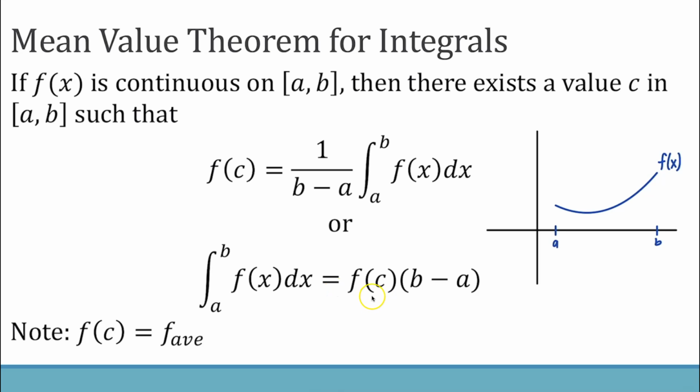But I'm going to focus on this version here. So there's a value c such that the integral from a to b of f of x dx, so what is that? That's the area underneath f of x between a and b. So there's this value c such that the area is equal to f of c times the quantity b minus a. So I'm going to show you what this represents. This represents the area of a particular rectangle. So I'm going to sketch that rectangle.